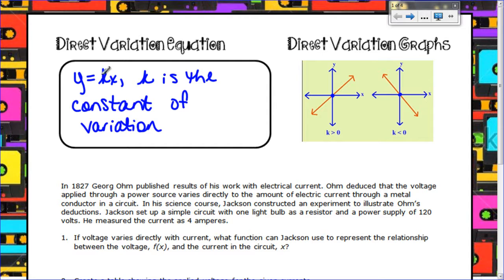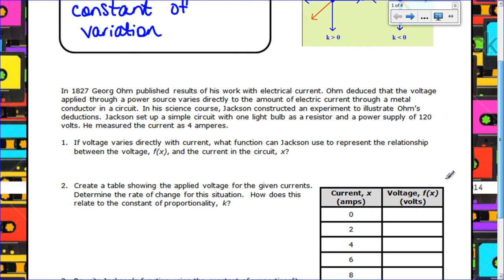The big difference is that for direct variation, it is always going to be plus 0. So there will never be anything added or subtracted to it. It's just going to be k times x. So I want you to pause for just a second, and I want you to go read this paragraph about George Ohm and the results of his work with electrical current and Jackson's experiment he's going to try. And then as soon as you're done reading it, come back and we'll finish with the problem.